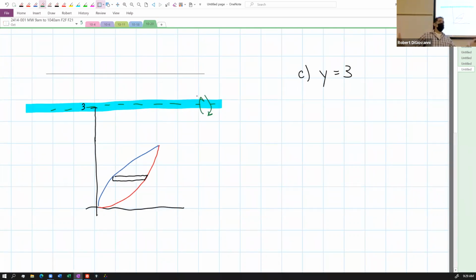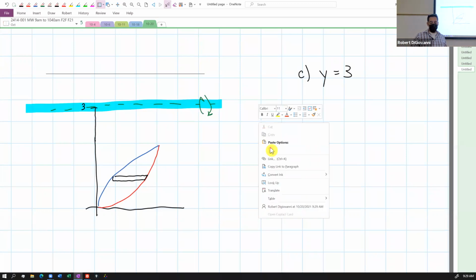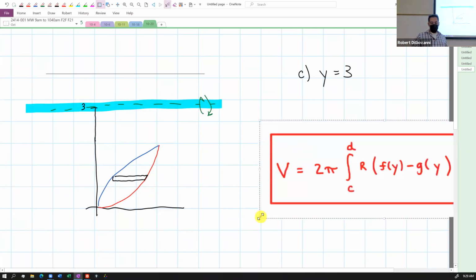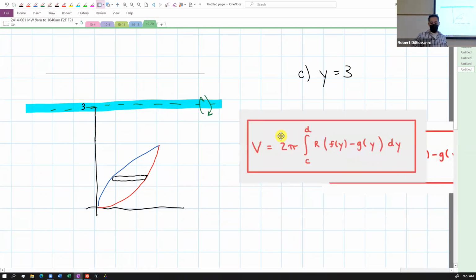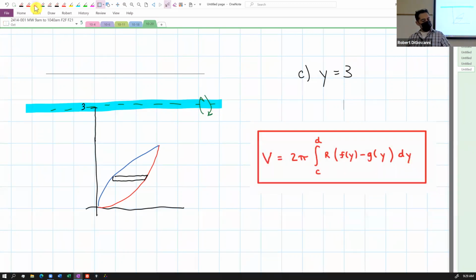So everything else is still the same, right? All we have to do is figure out what that r is. So I'm still doing shells. R is the distance. If you were standing here, it would be the distance from the axis of rotation to the rectangle. That's r. We know the distance from the x-axis to the rectangle is y, because it always will be y.